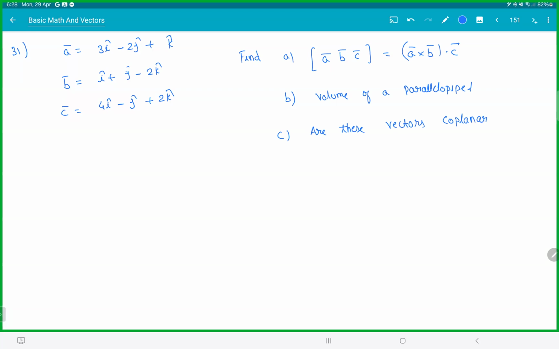So this is a condition for coplanarity. If they give you three vectors and they ask you whether these are in the same plane, use a box product. That is the fastest way. Have a look at this. Finish off.